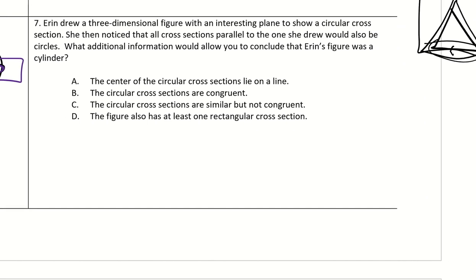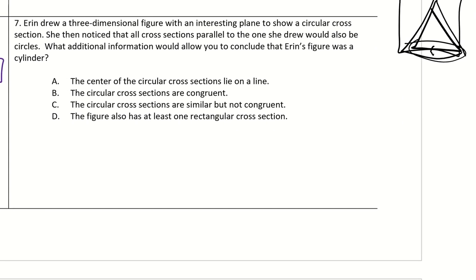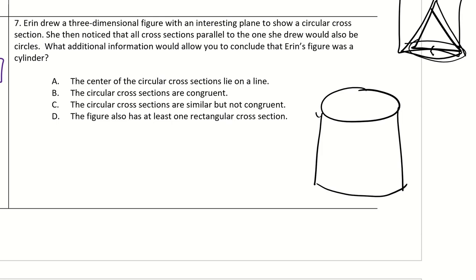All right, number 7. Erin drew a 3-dimensional figure with an interesting plane to show a circular cross section. She then noticed that all cross sections parallel to the one she drew would also be circles. What additional information will allow you to conclude that Erin's figure was a cylinder? All right, so to conclude that it's a cylinder, first off, she said that the cross sections parallel would be circles, right?